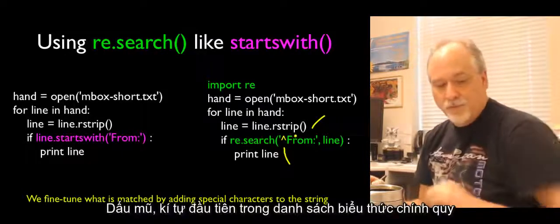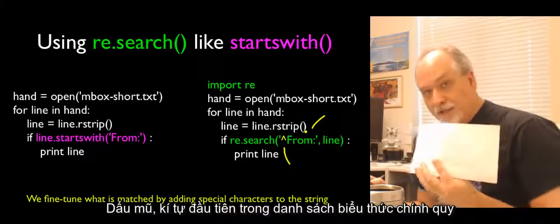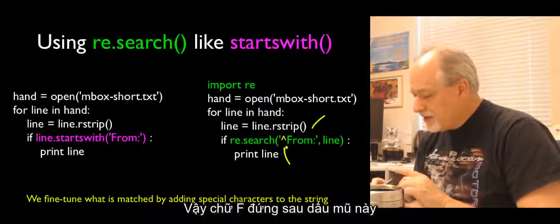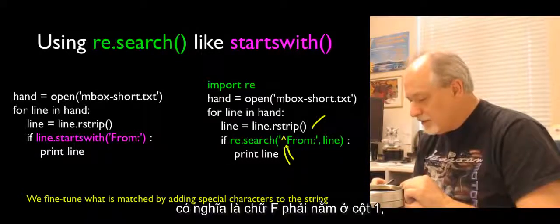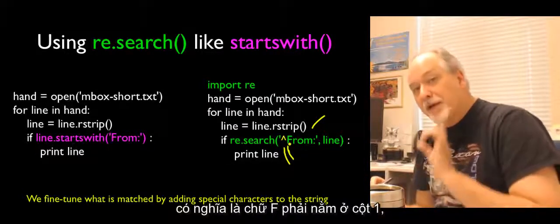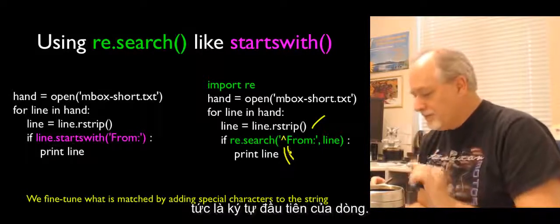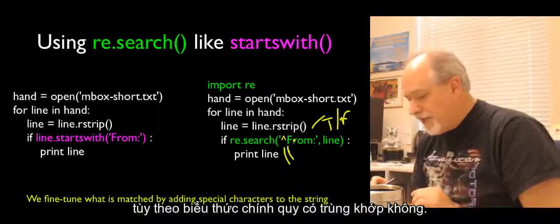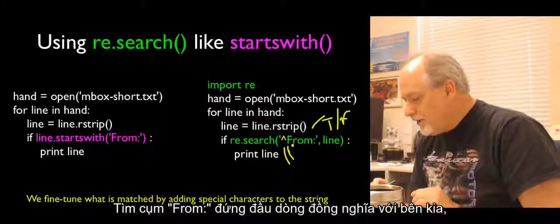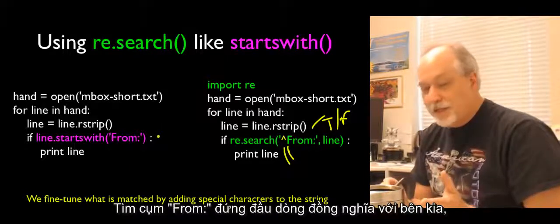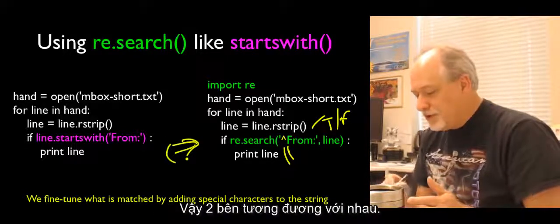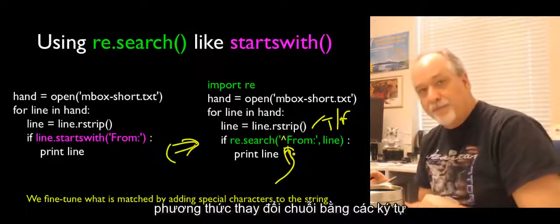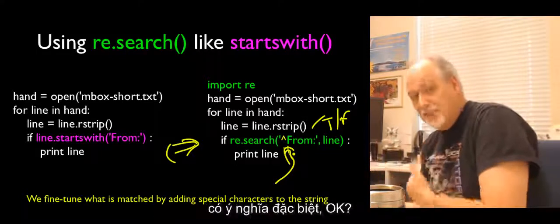So the caret, which is the first one on our little regular expression sheet, matches the beginning of the line. It's not actually a caret. So this two-character sequence, caret f, means f, but in column 1, the first character of the line. And so again, this is going to give us a true or a false if this regular expression matches the beginning of the line, from colon, and it's the same as this: does it start with from? So again, these two are equivalent. But you see the pattern where we're going to do something to this string using these characters that have meaning.